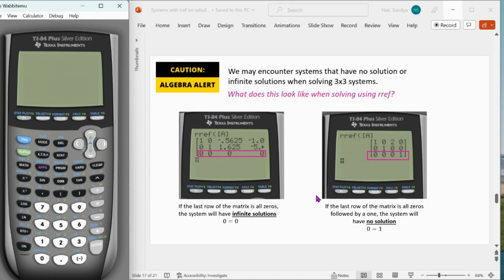Well, we can tell based on how the matrix looks, okay? So what we're going to do is look at the very last row of the matrix. If it's all zeros, that's basically the calculator telling us that 0 equals 0, okay? And that's something that's always true, so we're going to have infinite solutions in that case. If the last row of the matrix looks like this, if we have all zeros and then a 1, that's basically like the calculator telling us that 0 equals 1. And we know that's never true. So that's a situation where we'd have no solution.